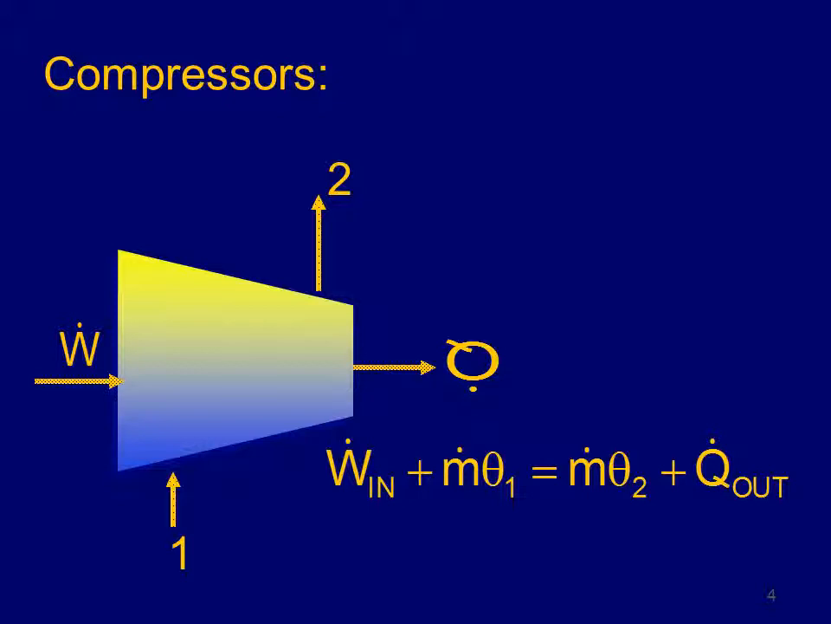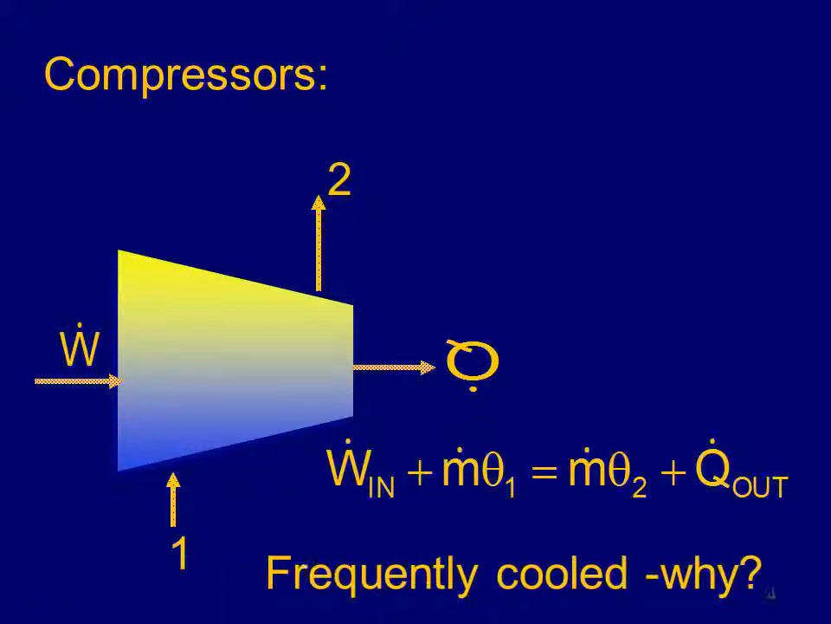Work in plus mass times the energy per mass in is equal to mass times the energy per mass out plus heat loss from your compressor. Usually compressors get hot, so the heat is going out of the compressor. Why would you want to cool a compressor? Because if all you're trying to do is raise the pressure of the fluid for some reason for further processing, other than to produce energy, power, then what you'll want to do is cool it, because a cool gas has a lower volume than a hot gas.